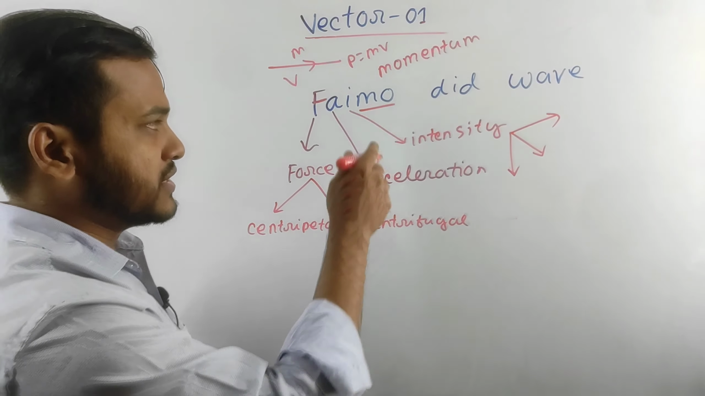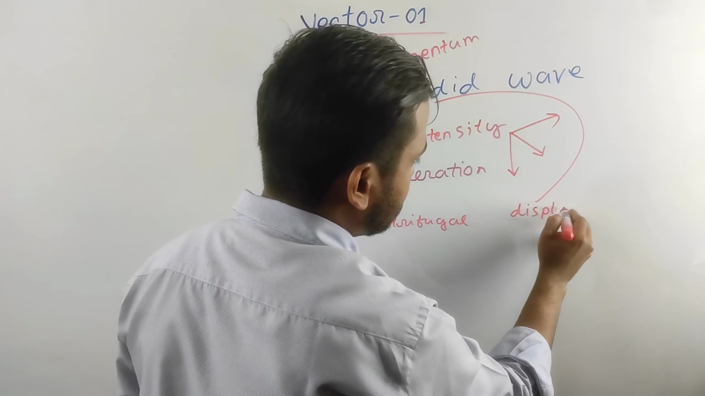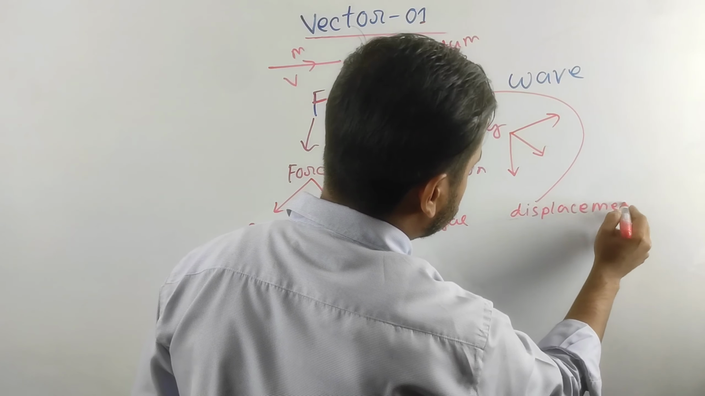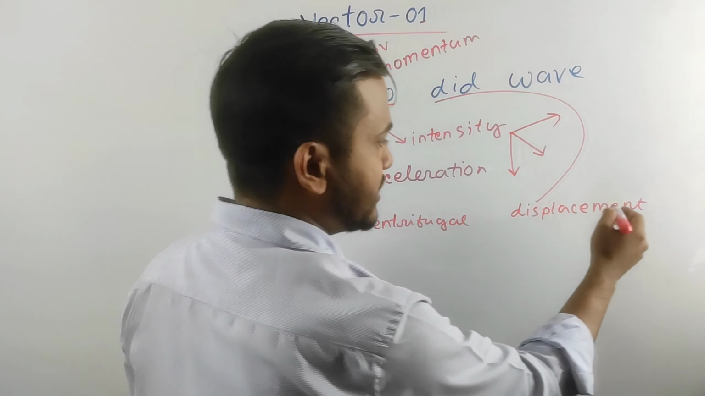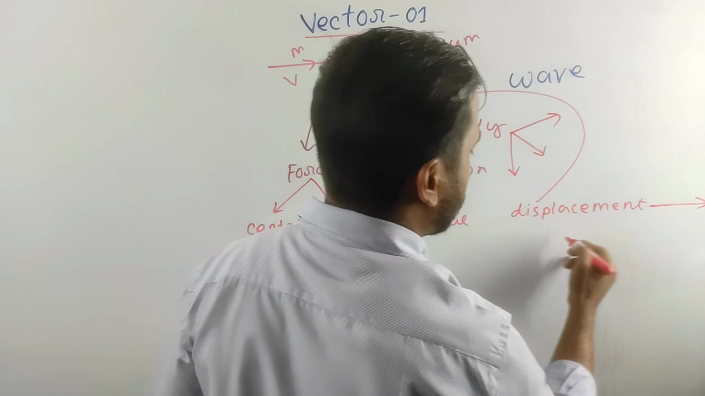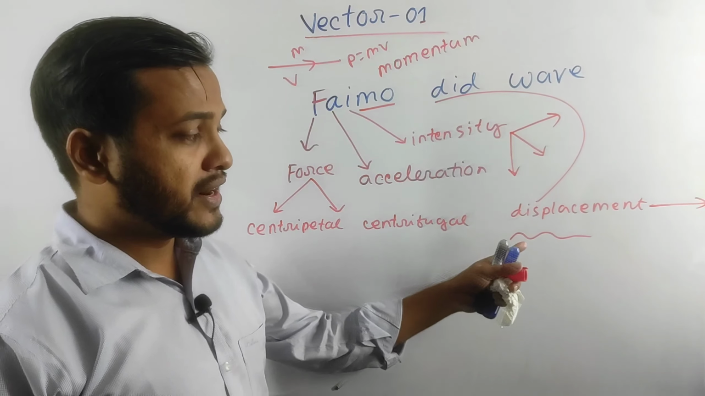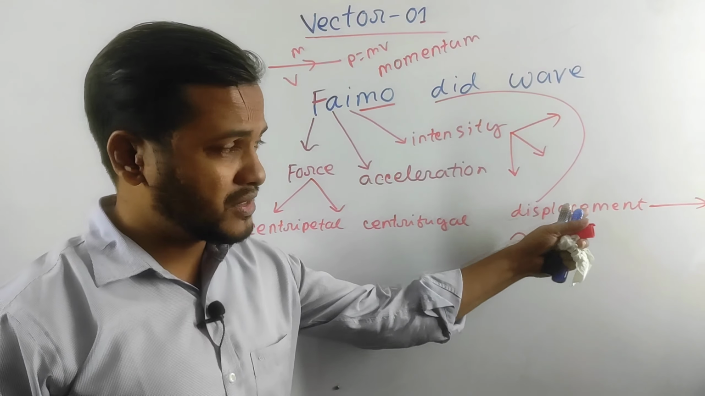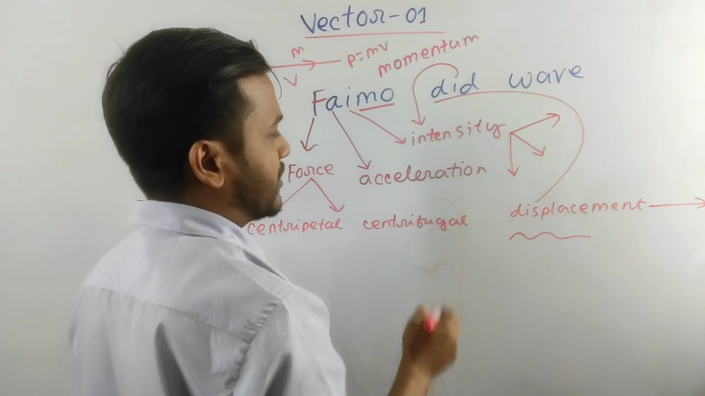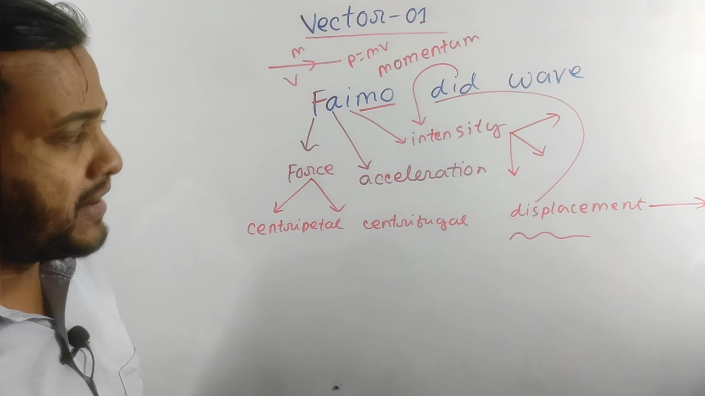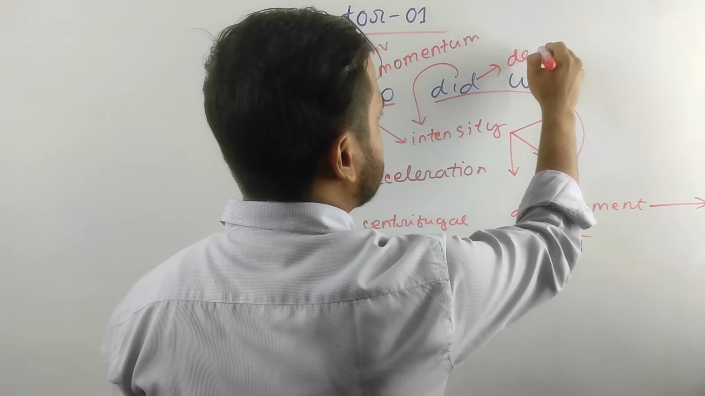Now what is D? D means displacement. So displacement is a vector quantity, but don't say distance, because displacement has definite direction, but distance doesn't have definite direction. That is why distance is not a vector quantity, but displacement is a vector quantity. Now what is I? Again, intensity, you can remember as intensity. And D, what is D? Again D means deceleration.